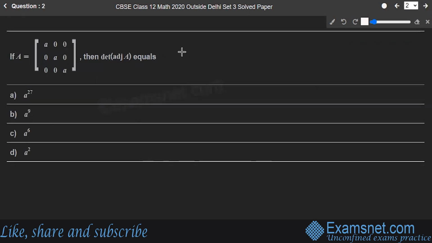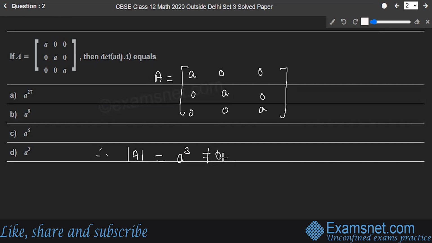So you are given a matrix. A is given by this matrix. You have to find out the determinant of adjoint of A. Okay, so this is a diagonal matrix, right? The A matrix is, let's write, equal to a 0 0, 0 a 0, 0 0 a. Therefore, what will be the determinant of it? This is equal to a cube only. This is not equal to 0.